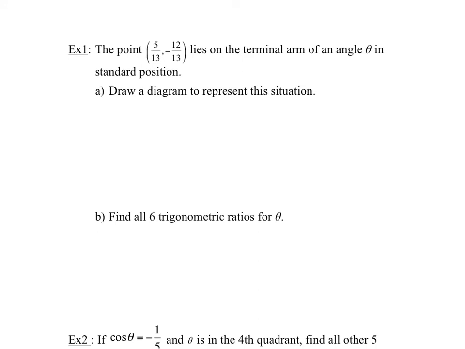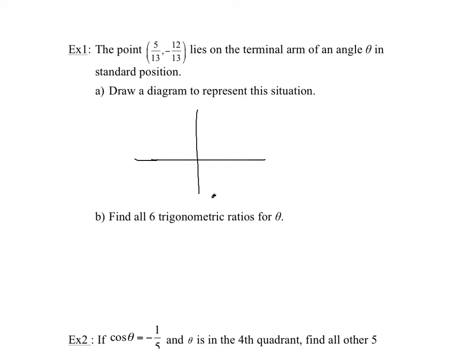Alright, so in the first example, we've got a point that's on the unit circle. It's on the terminal arm of angle theta in standard position. Draw a diagram to represent this situation. So basically, I want to draw this point on our diagram. So let's draw our x and y axis. Okay, let me do this as best I can. We have the point. I hope you guys can tell what quadrant it is. Since x is positive and y is negative, you have something in the fourth quadrant, right? So you have this point here, 5/13, negative 12/13.